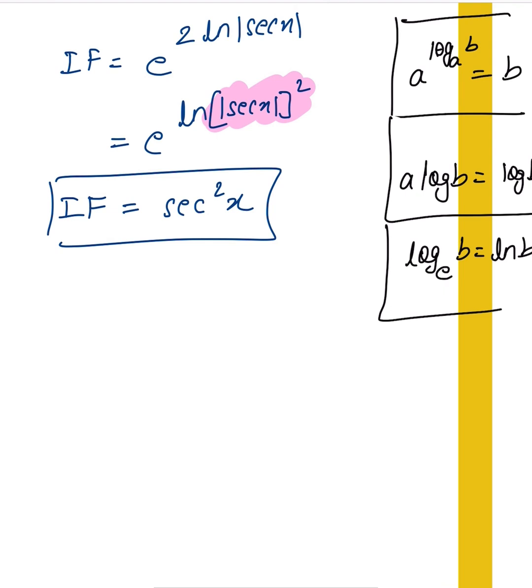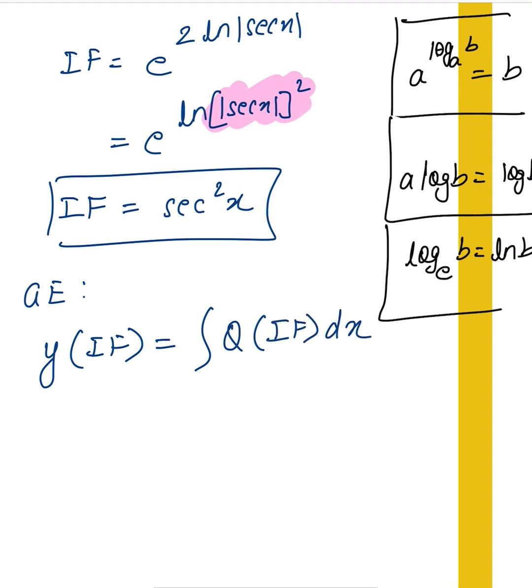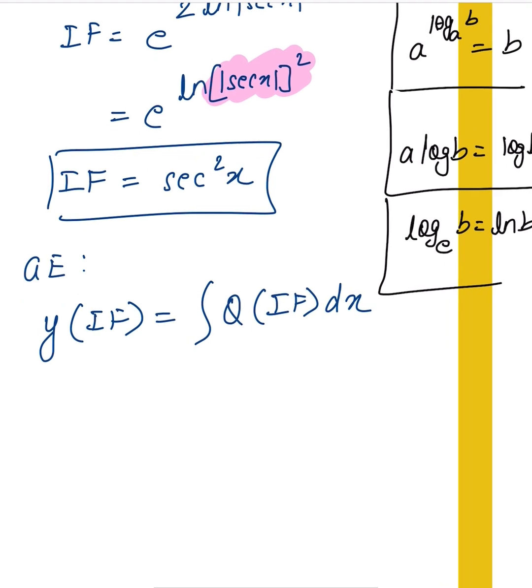Now we got an integrating factor, which is step two. Third step is you can straight away write the general equation, which will become y times integrating factor is equal to the integral of q times integrating factor dx. So what is the integrating factor? It is sec square x. So y sec square x equals the integral.